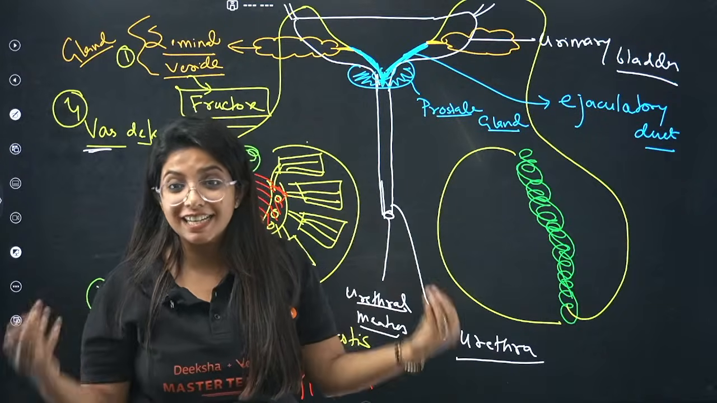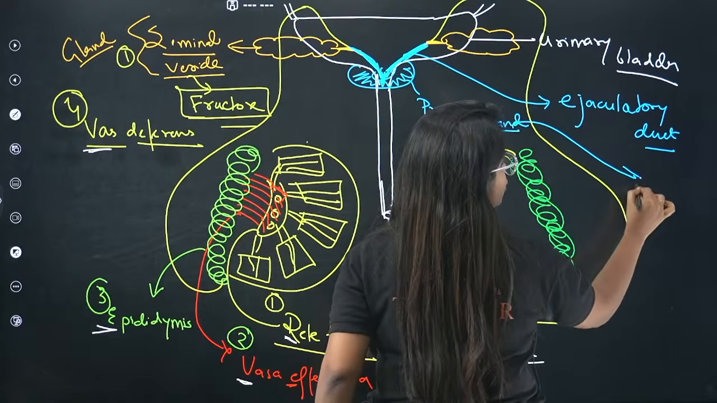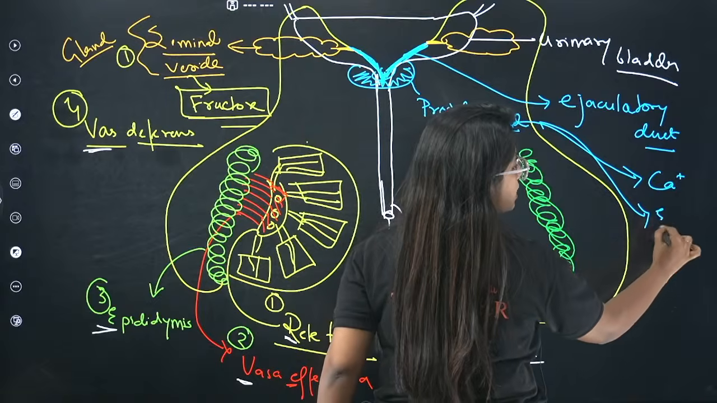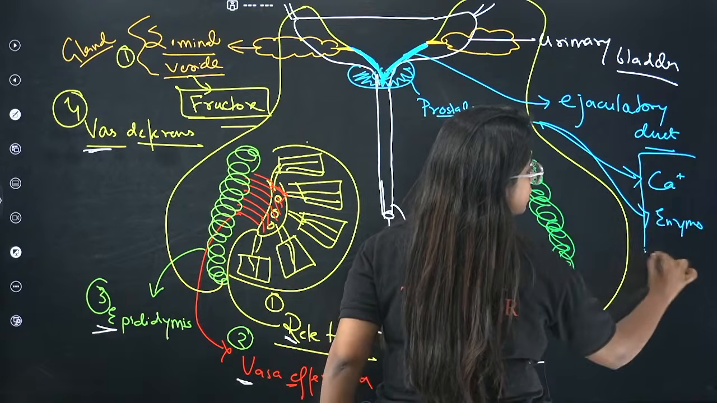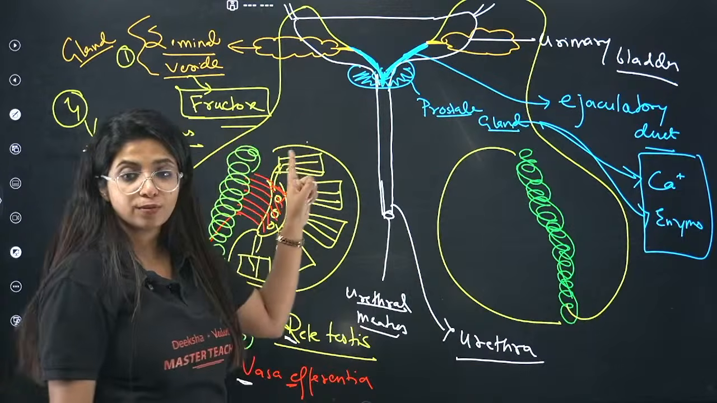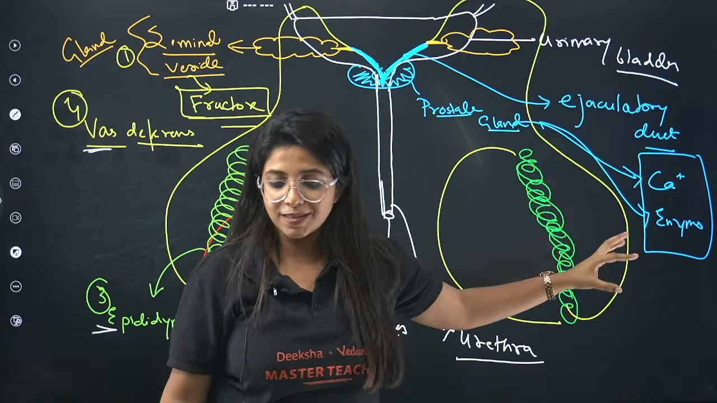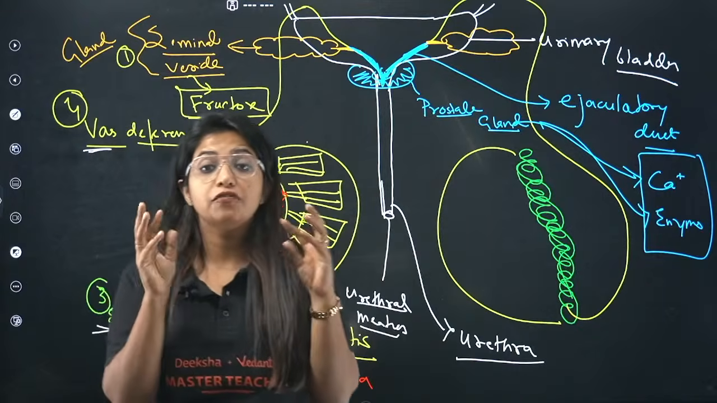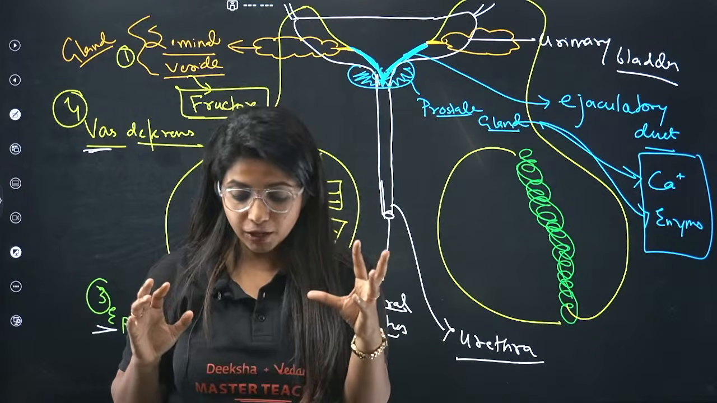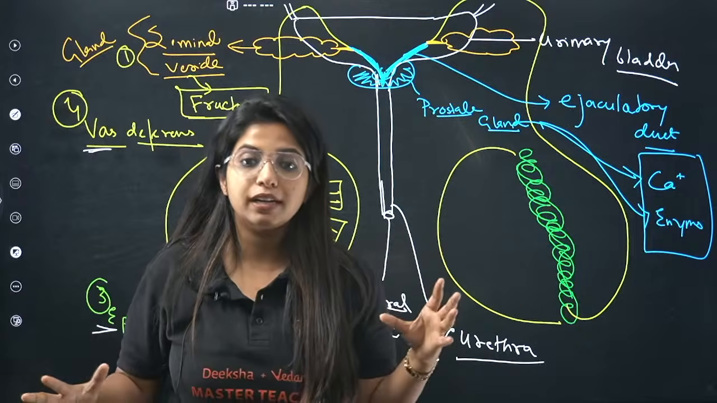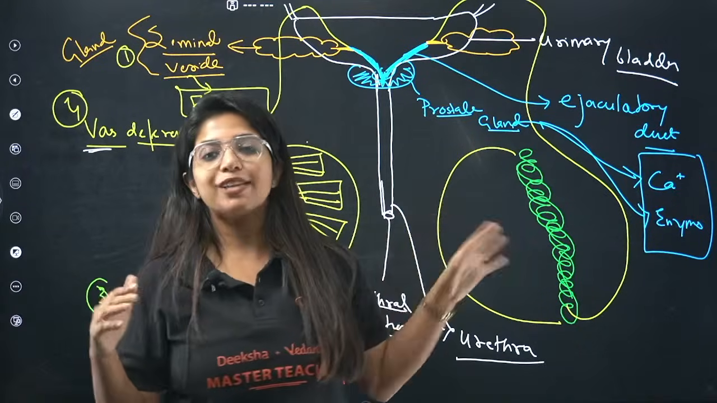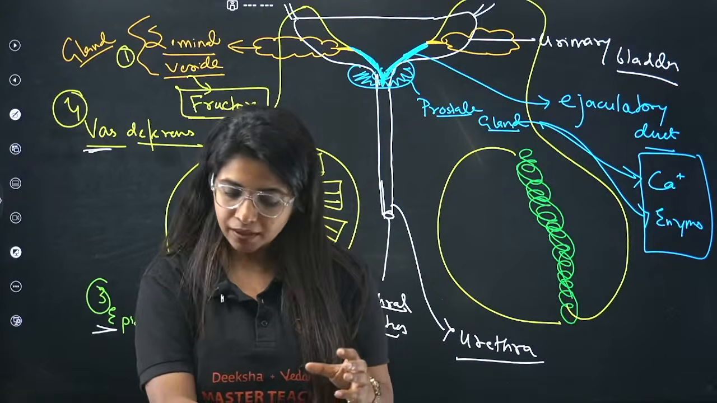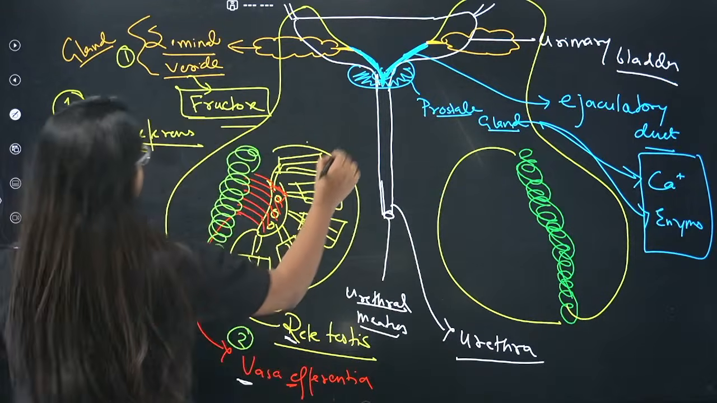And what does it secrete? It secretes calcium, and it also secretes certain very important enzymes. So please do remember, the first gland releases fructose, the second releases calcium plus certain enzymes. Why do you think these enzymes and calcium are important? For the process of fertilization to happen. For the sperm to meet the egg and do fertilization, you need the help of calcium as well as the enzymes. Exactly, which is why the prostate gland releases that. That is the second gland that we have.